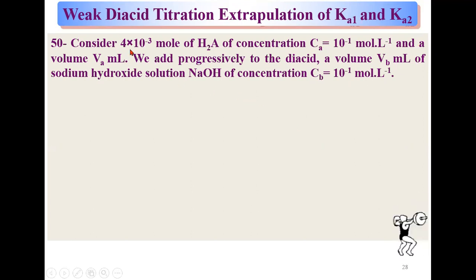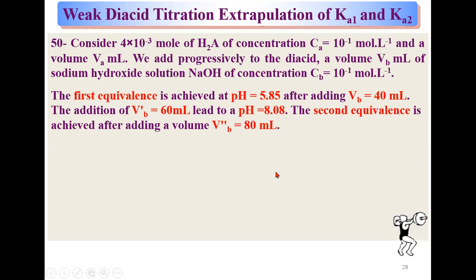So with this question, they gave us the moles of a diacid and the concentration of that diacid. We are adding to the diacid some volume Vb of NaOH with a concentration 10 to the minus 1 molar. The first thing is, they said, the first equivalence point is achieved at pH 5.85 after adding a volume Vb, which is actually volume at equivalence, equals 40 mL. So the Vb1 at equivalence is 40 mL.